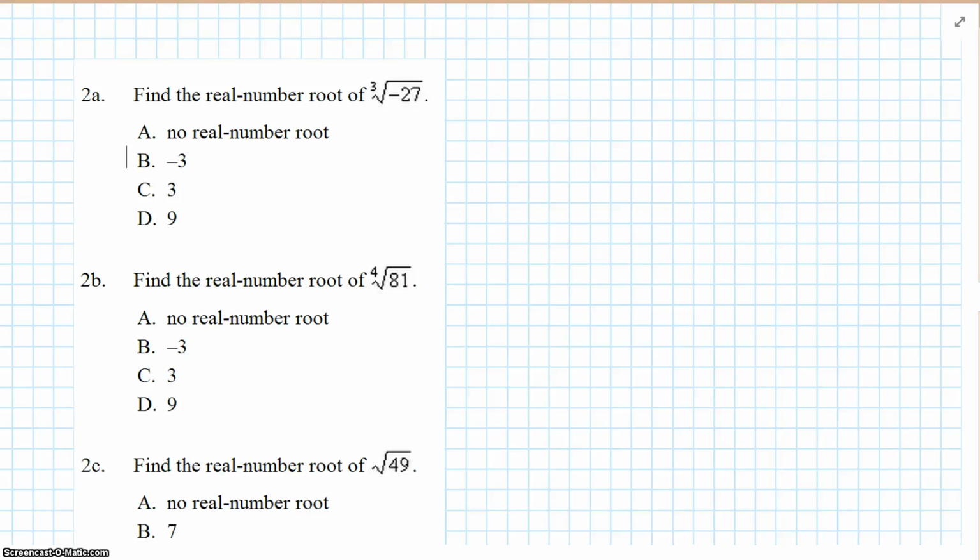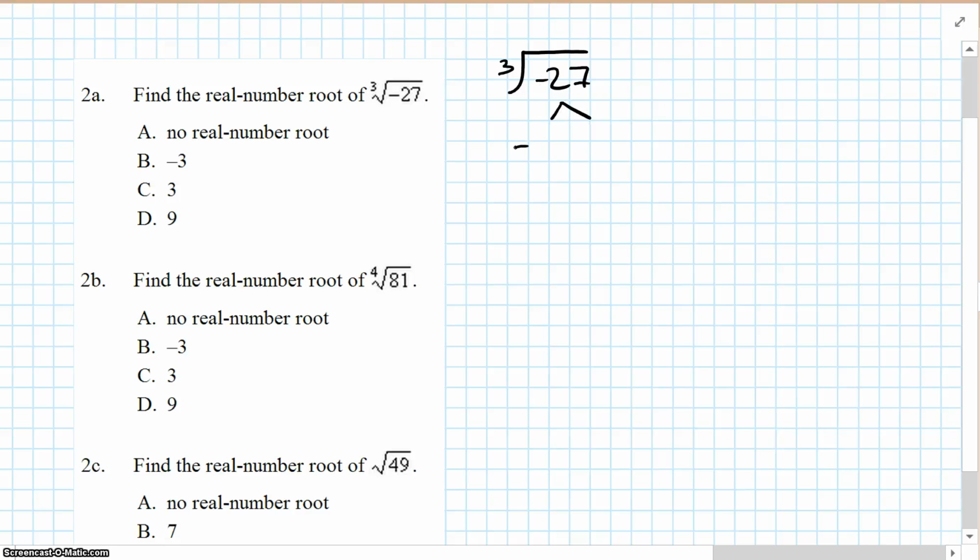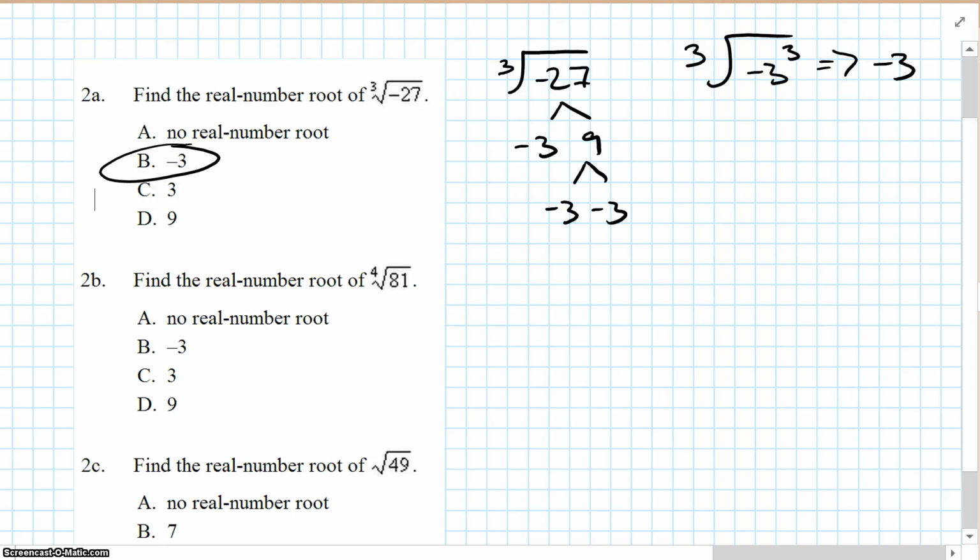Find the real number root of the cube root of -27. Okay, we know we're going to have one answer. -3 times 9. -3 times -3. Again, you guys see how I prime factor it. So it's the cube root of -3 cubed. The index is 3, the exponent is 3, so 3 goes into 3 one time, so -3 to the first power comes out, so the answer is -3.